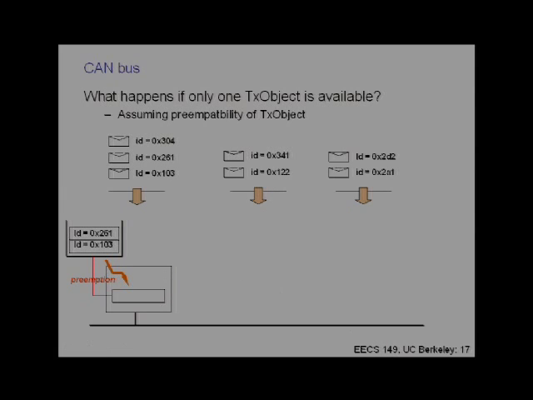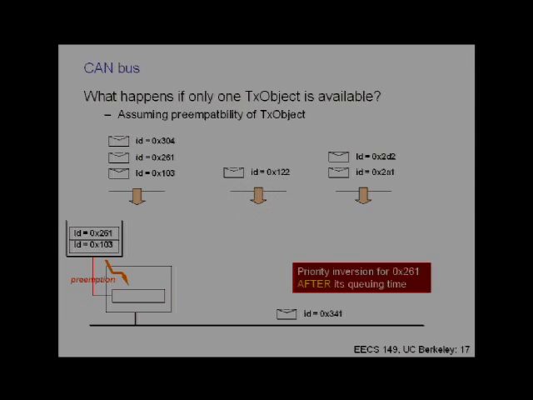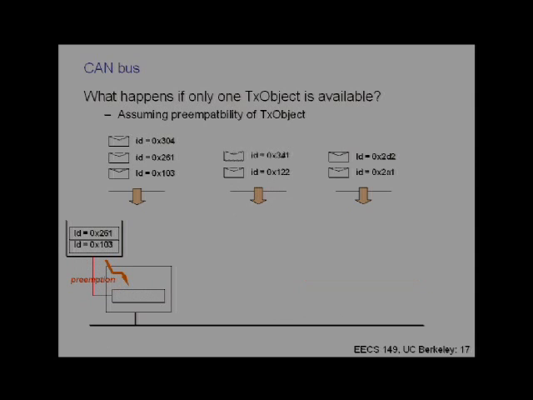And then there's the priority inversion even for message 261, okay, which is, if 261 got preempted and 341 has lower priority than 261, but because 261 got preempted and because of its delay, 341 got transmitted first. Okay. All right, so this is not just a theoretical thing.